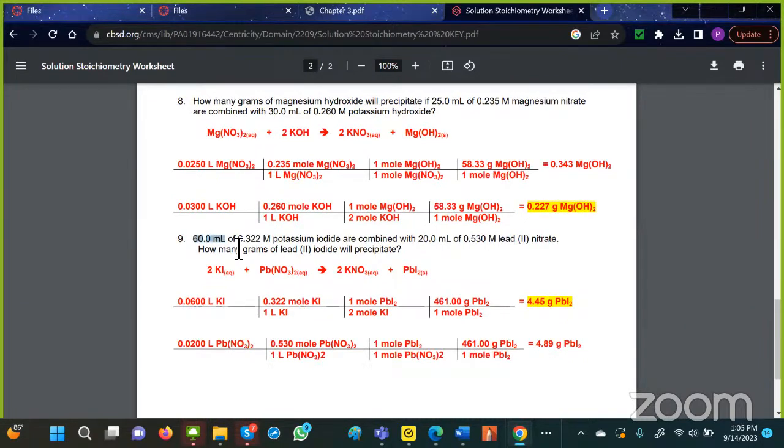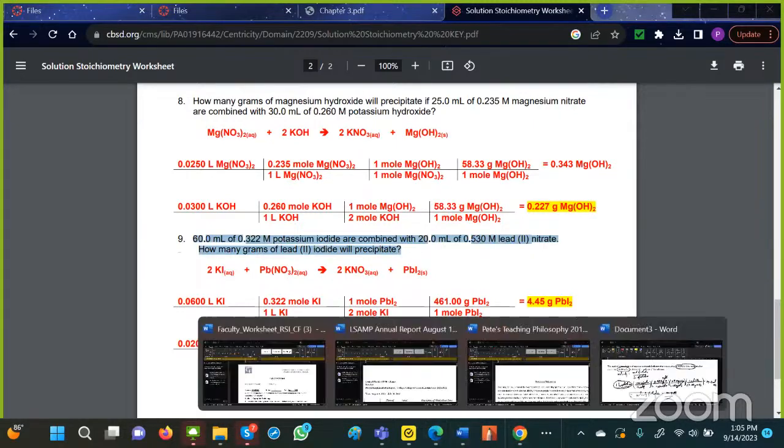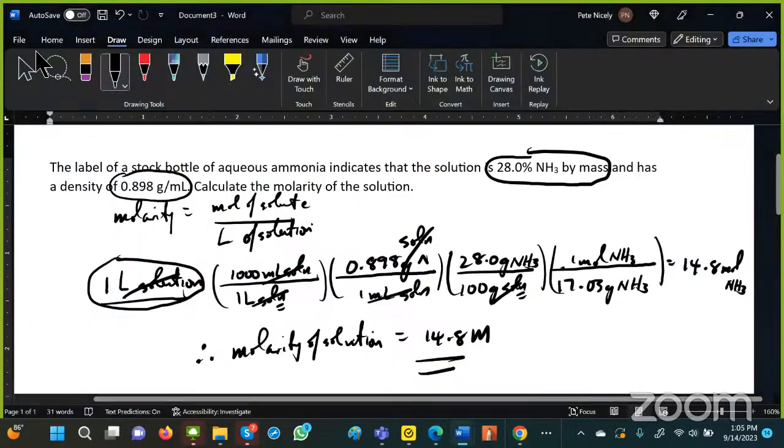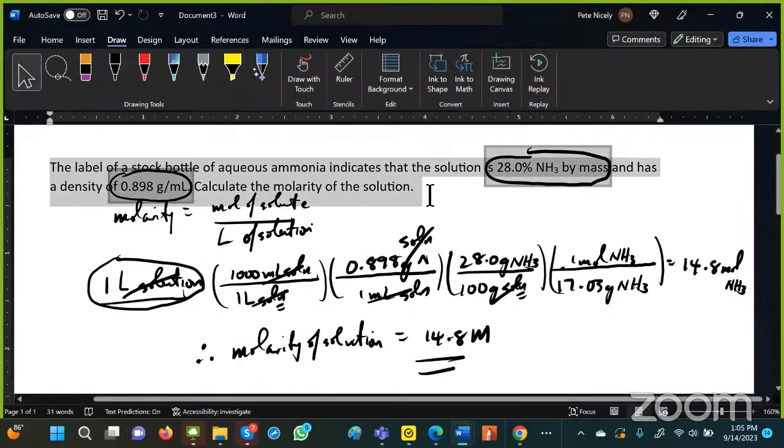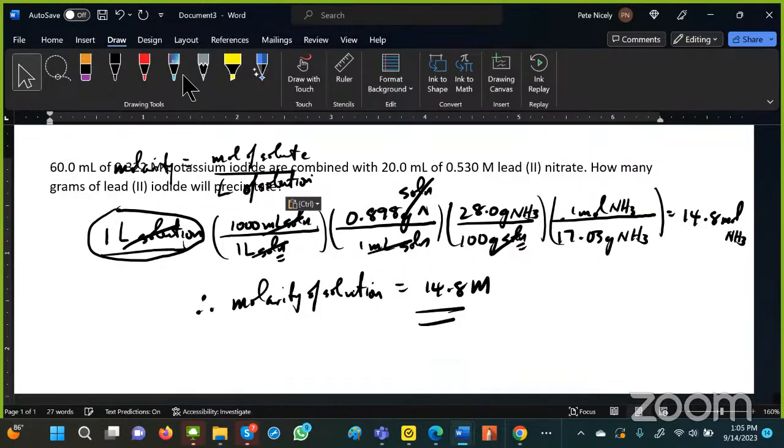Okay, let me copy and paste this one. Let me go to Word. Let me do this. And let me get rid of the writings here.